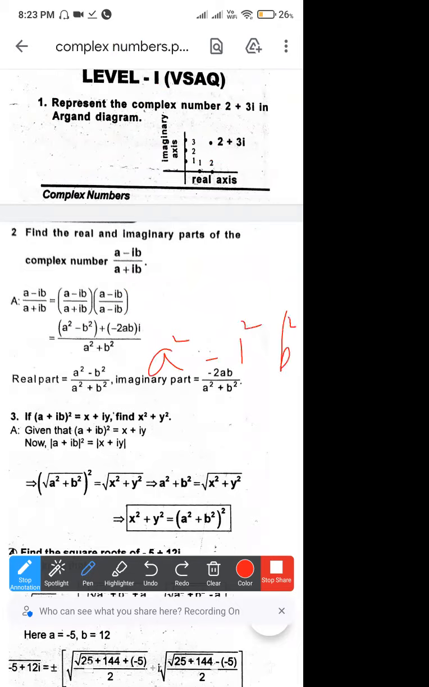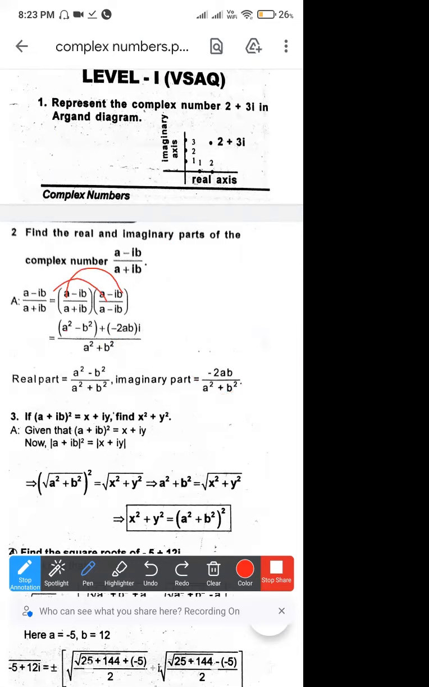i square is equal to minus 1. So a square plus b square, since minus of minus 1 is plus. Now multiply the numerators. a into a is a square. a into minus ib is minus iab, and that is also minus iab.